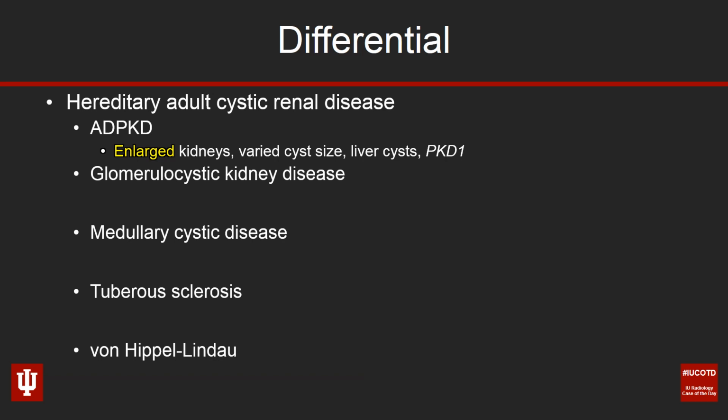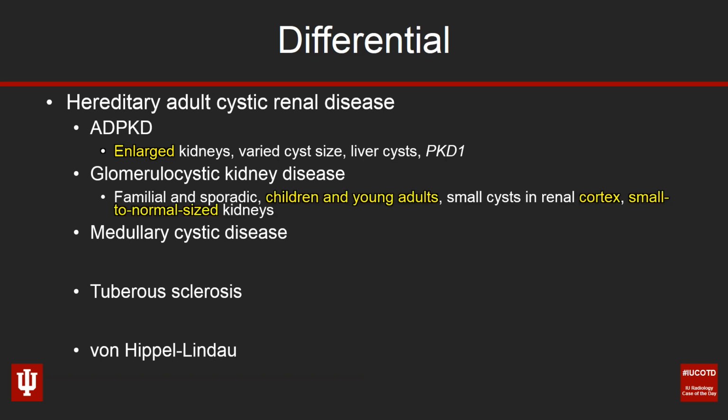So for hereditary causes of cystic renal disease, most commonly there is autosomal dominant polycystic kidney disease, resulting from mutations of the PKD1 gene. The kidneys are enlarged, containing multiple cysts of varying sizes. Liver cysts may also occur. Glomerulocystic kidney disease is also in the differential and occurs as a familial or sporadic condition. This is more common in children and young adults with small cysts in the cortex of small to normal-sized kidneys.